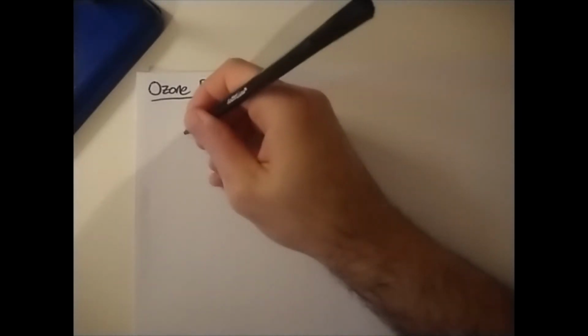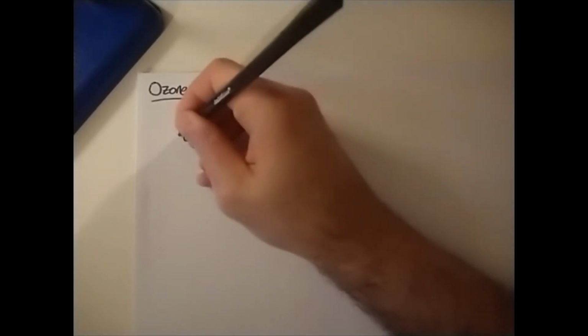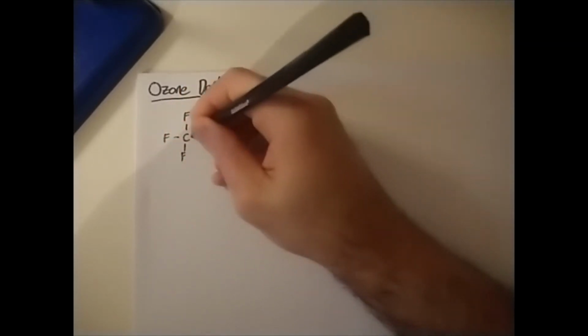So, CFCs, chlorofluorocarbons, are just molecules which contain fluorine, carbon, and chlorine. And we're going to start with a really simple one. Chlorotrifluoromethane. Now, in free radical substitution, we always had an initiation step where we generated a free radical. We're going to do exactly the same here.